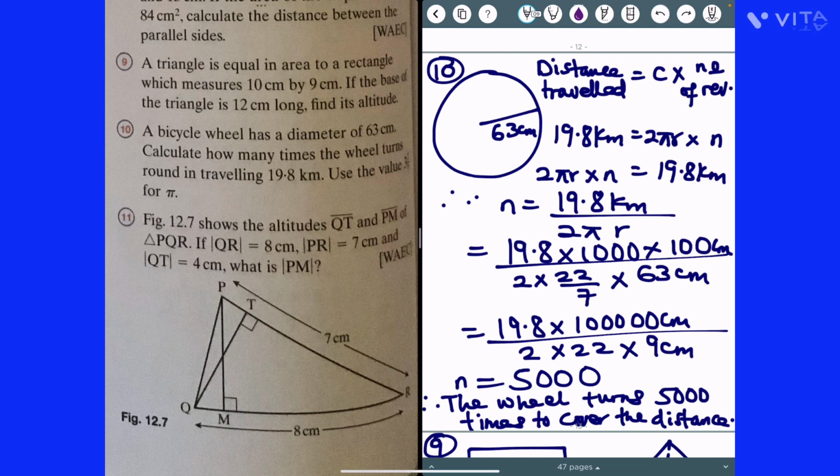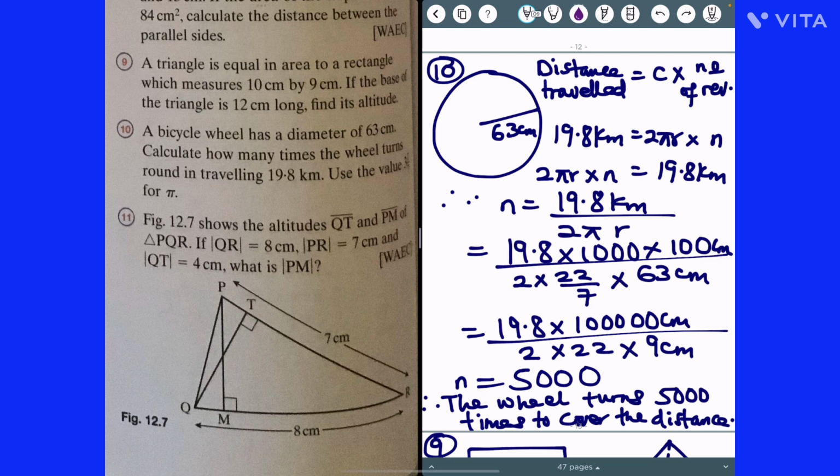In this question, you need to keep your units equivalent. So I'll do n is 19.8 over 2 pi r. But I have to be careful. 19.8 is in kilometers and my radius is 63 centimeters. So I need to make some adjustments to make sure my units are both either in kilometers or centimeters. So it will be better to change 19.8 to centimeters.